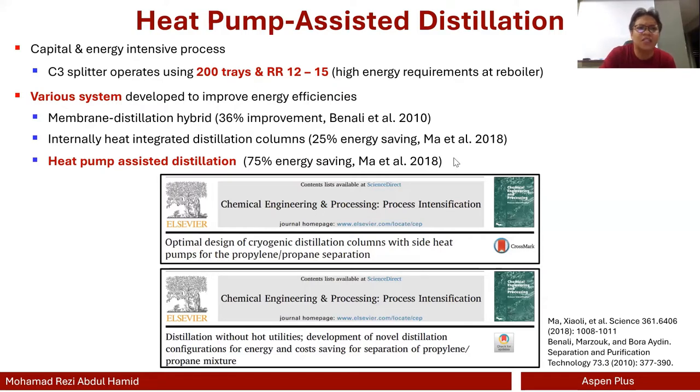And then lastly is heat pump assisted distillation, which we will focus on. And Ma et al. in 2018 published his work in Science, and he found out that heat pump assisted distillation in his simulation was able to obtain 75% energy saving. And these are just two examples of the work on the simulation related to heat pump assisted distillation for the separation of propylene and propane published. There's no date here, but these are the titles. You can just go ahead and look on the internet.